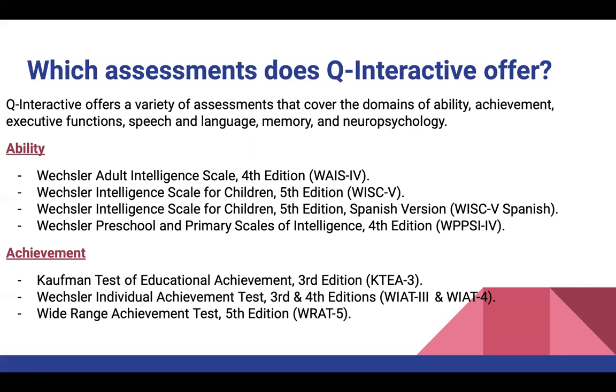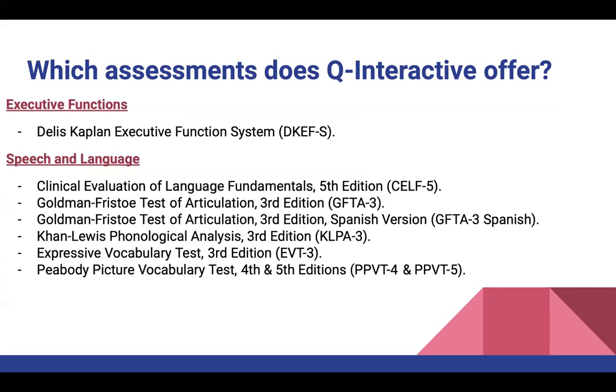For achievement, we have the Kaufman Test of Educational Achievement and the Wechsler Individual Achievement Test. It does have both the 3rd edition and the 4th edition for individuals who are still in the process of transitioning to the updated version. And it also has the Wide Range Achievement Test. In terms of executive functions, it has the Delis-Kaplan Executive Function System.